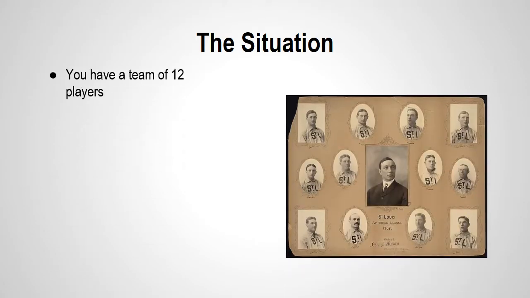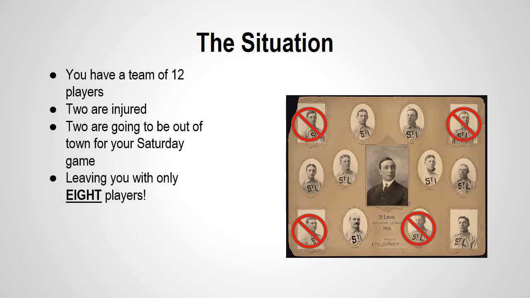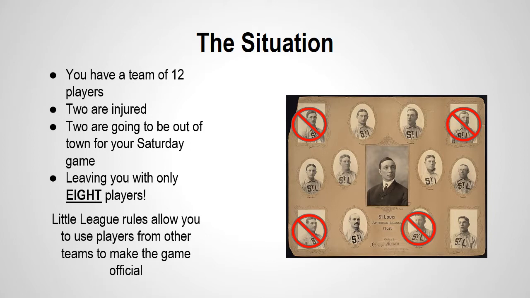Let's say you have a regular season team of 12 players. Unfortunately, through the season, 2 of those players become injured, leaving you with 10. And during your regularly scheduled game on Saturday, 2 of those players will be out of town. Unfortunately, with this situation, this leaves you with 8 players on your team for Saturday's big game. With the pool player rules, Little League allows you to use players from other teams to make sure that you have enough players to have a legally scheduled game.